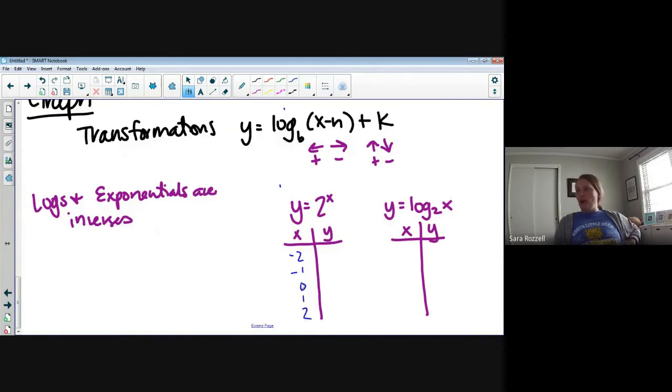But once you know what a log graph looks like, you don't have to do a table every time. You just think about the log graph, and then you're just going to move it around.